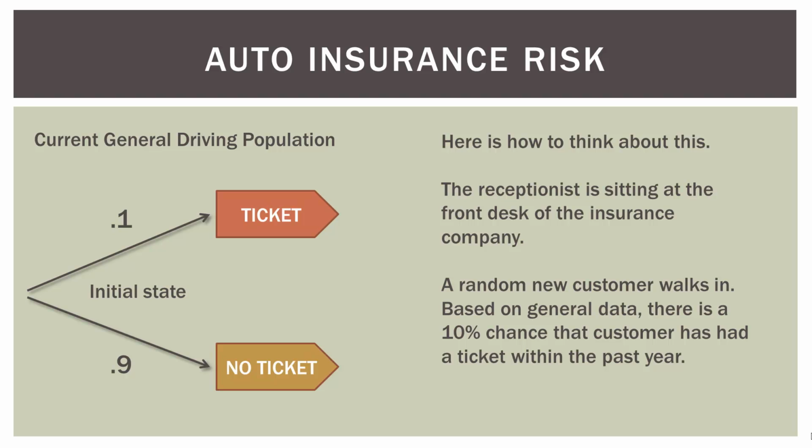So any random driver that wants insurance walks in the door, and based on just the data we have, the chance that they've had a ticket in the past 12 months is 0.1 or 10%. Now we call this the initial distribution. So this is the distribution we're starting with when someone walks in the front door to our insurance company.